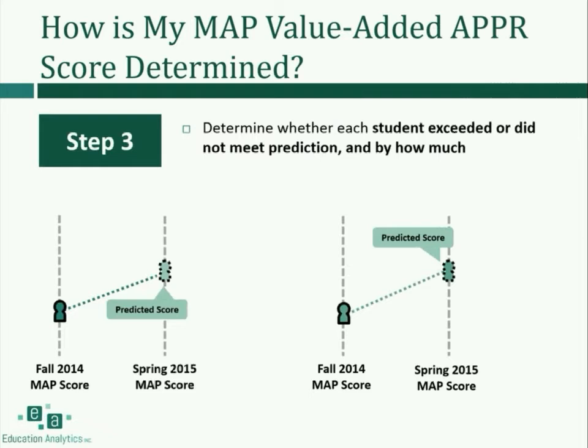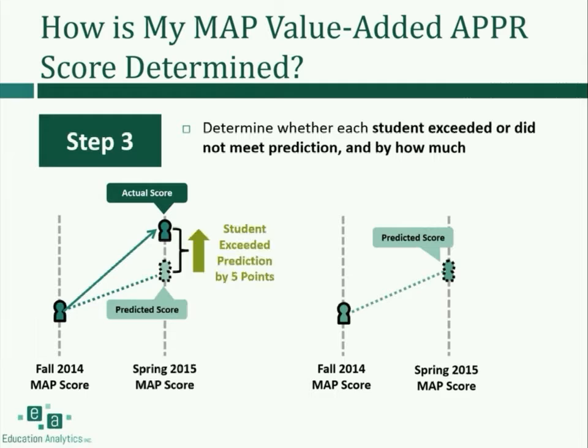The third step is that we then look at the actual test score of each student in the spring of each year, and we find out if each student exceeded or did not meet that prediction, and by how much. On the left, we have an example of the actual score for a student being higher than that predicted score. Again, that predicted score is customized for the characteristics and starting point of this particular student.